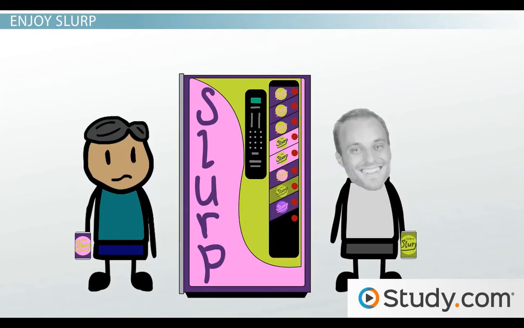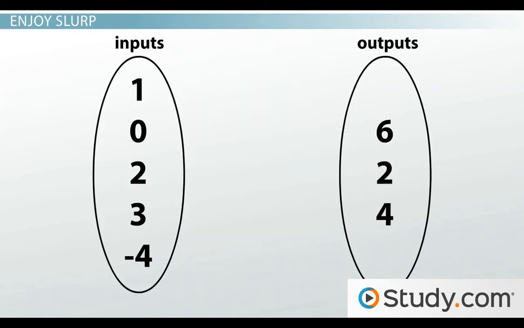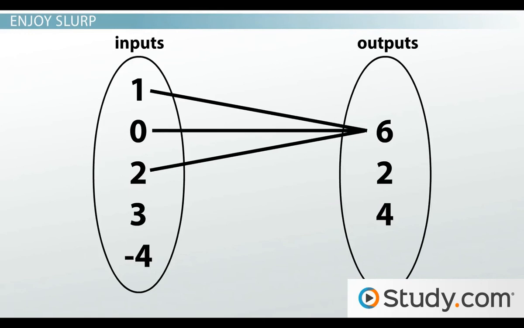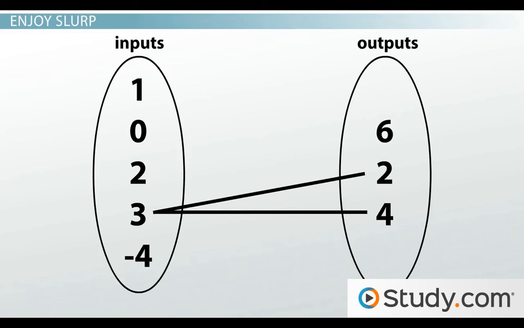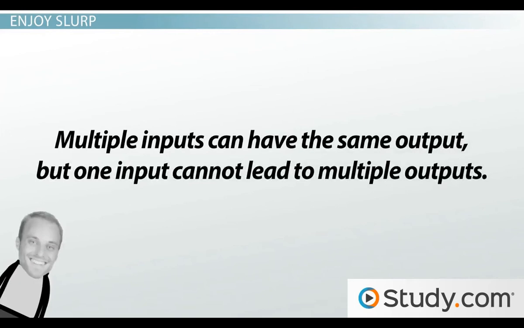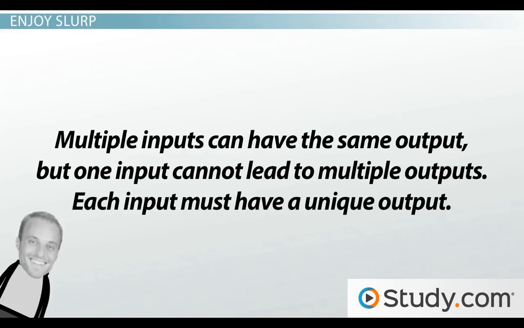The reason I tell this story is that functions are just like the slurp machine was. They're allowed to have multiple buttons that give you the same thing, but if one button sometimes gives you this and sometimes gives you that, it's broken and not a function at all. Saying this in math sounds like this. Multiple inputs can have the same output, but one input cannot lead to multiple outputs. Each input must have a unique output.